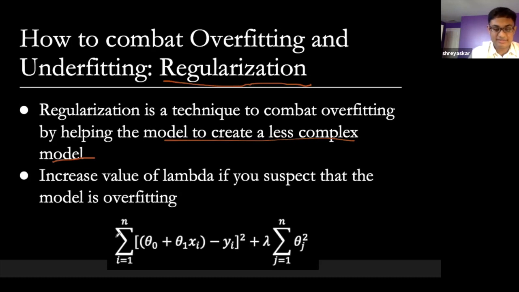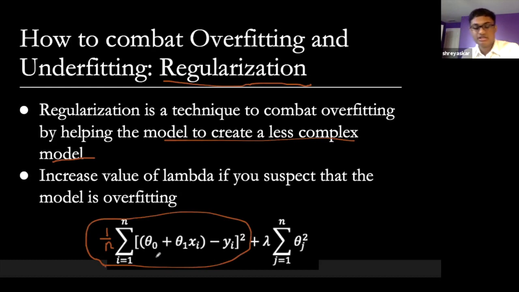For example, if we add 1 over n here, this right over here is the cost function for linear regression, as we saw there. Many machine learning models with just this traditional cost function are very prone to overfitting. So to combat this problem, we add this term right over here. This is called a regularization term. And adding this regularization term helps majorly with overfitting.